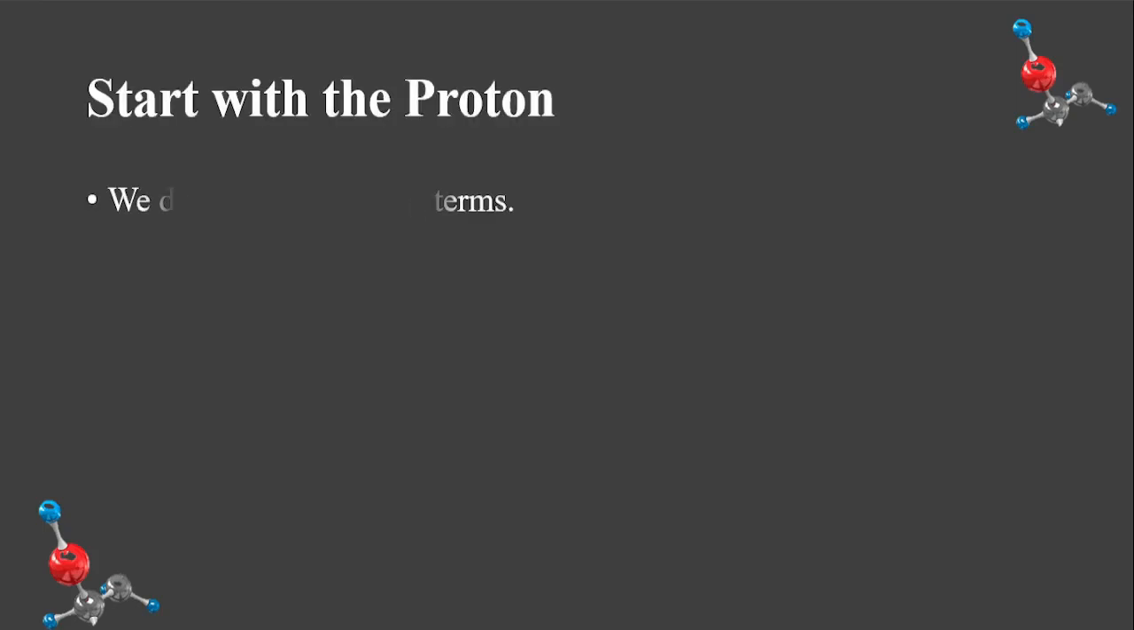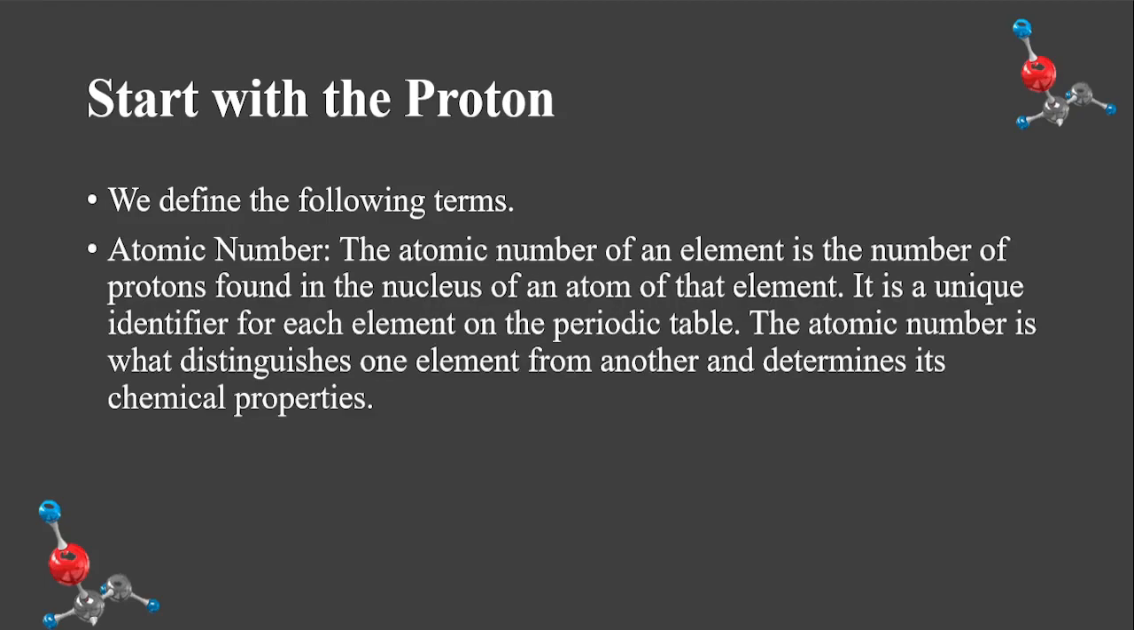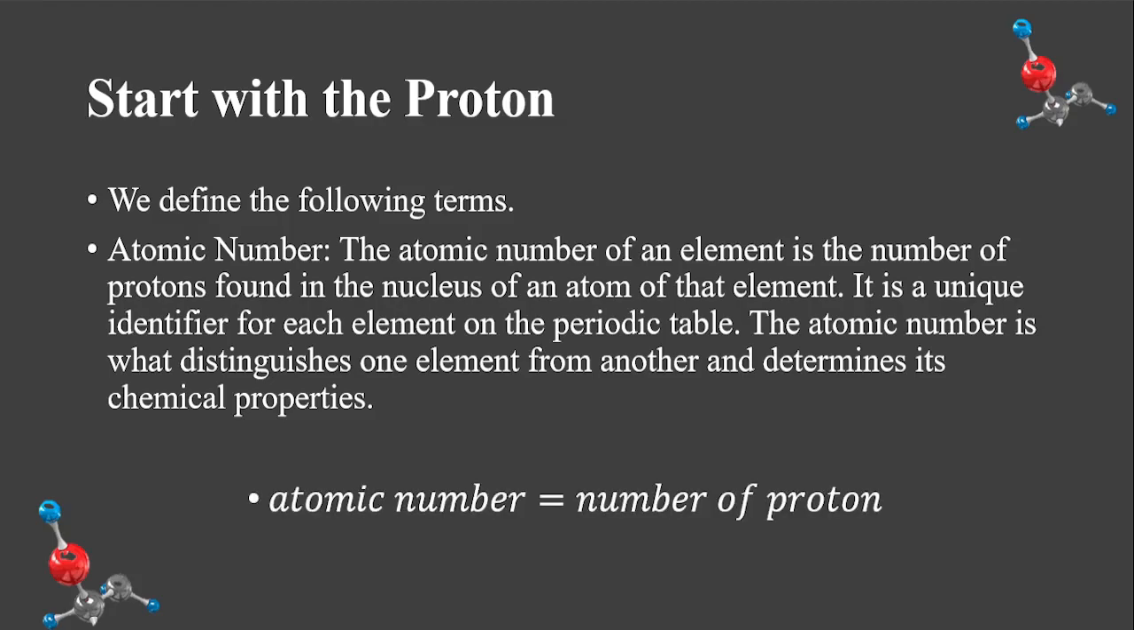We define the following terms. Atomic number. The atomic number of an element is the number of protons found in the nucleus of an atom of that element. It is a unique identifier for each element on the periodic table. The atomic number is what distinguishes one element from another and determines its chemical properties. Atomic number is equal to the number of protons.